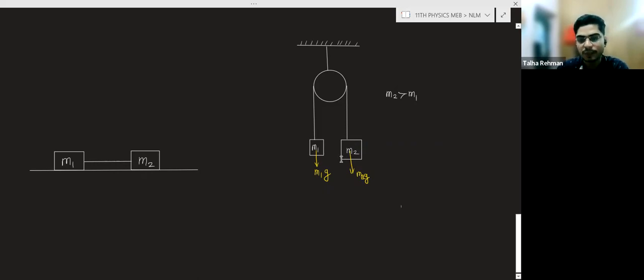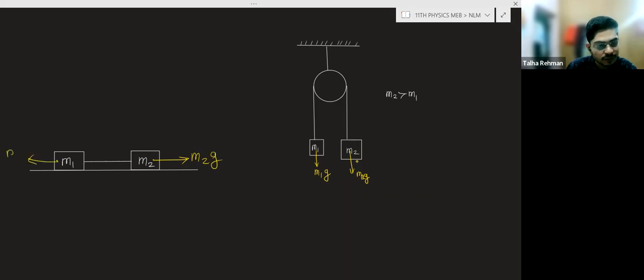So what you will do, you will imagine this system, and you will just stretch this system like this. You have placed this system on some surface. On this mass m2 there will be a force m2g in this direction, and on this mass m1 there will be a force m1g in this direction. Now consider this as a system, the whole system.